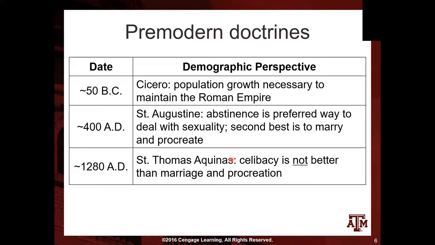We should be concerned about population growing too much and not having enough resources to provide to the population. But how do we control the population growth? Through abstinence and through people marrying later in their lives, right? So really this population theory was being influenced by religious beliefs, right?